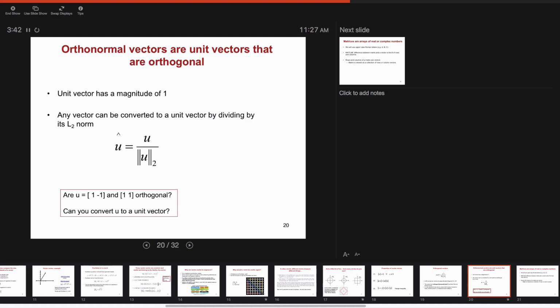Now, if I want to convert u to a unit vector, I have to divide it by the norm of u. So if I look at the norm here, it's the square root of 1 squared plus minus 1 squared, so it's the square root of 2. Okay? So basically 1 over square root of 2 and minus 1 over square root of 2 will be a vector that has length 1, but is in the same direction as my original vector. So those are my orthonormal vectors. All right.